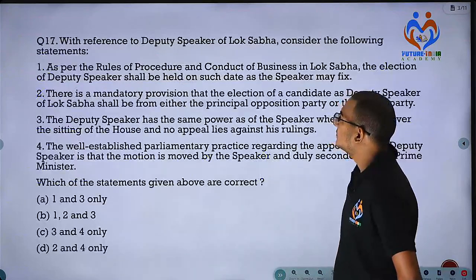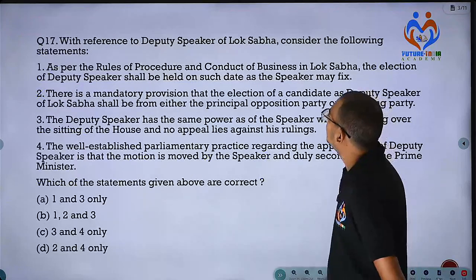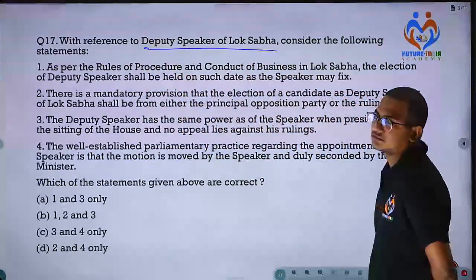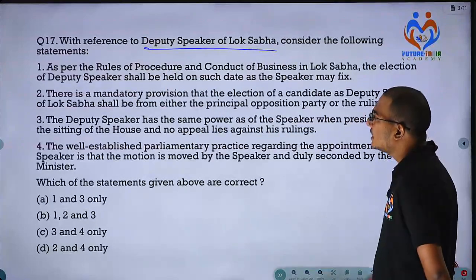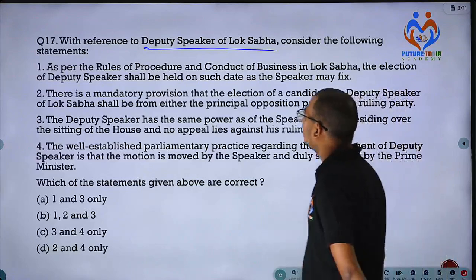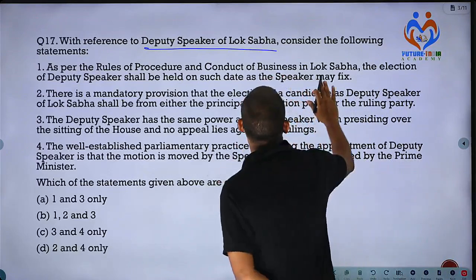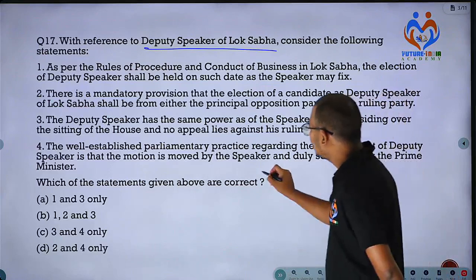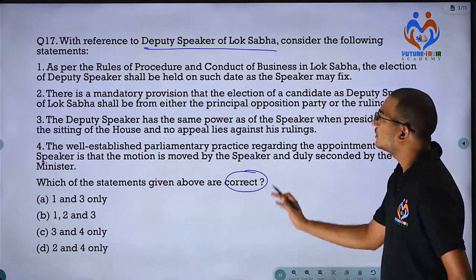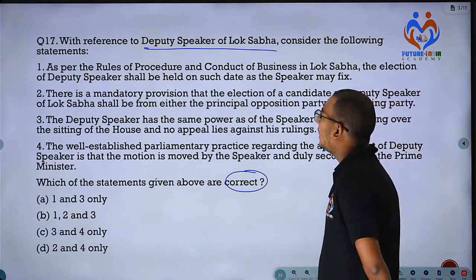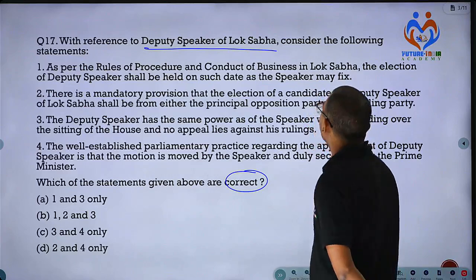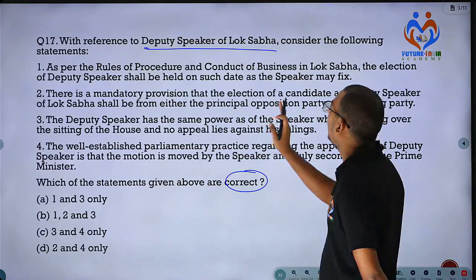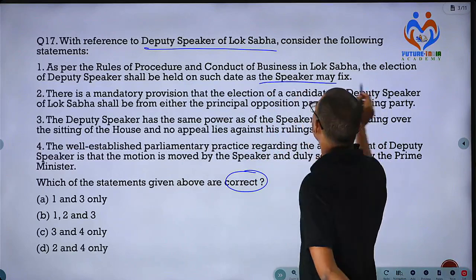Now we'll see question number 17. With reference to the deputy speaker of Lok Sabha, consider the following statements. He is asking for the correct statement. The first statement is: as per the rules of procedure and conduct of business in Lok Sabha, the election of deputy speaker shall be held on such date as the speaker may fix.